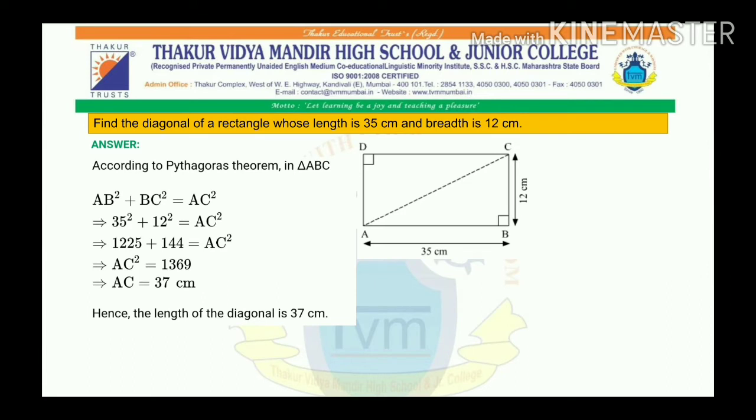Now the next question is, find the diagonal of a rectangle whose length is 35 centimeter and breadth is 12 centimeter.